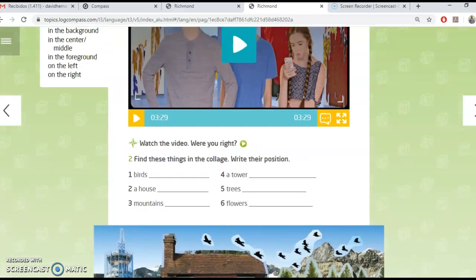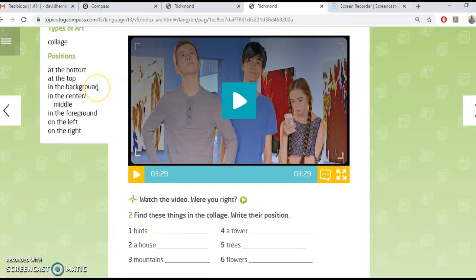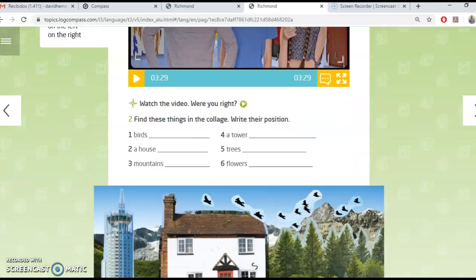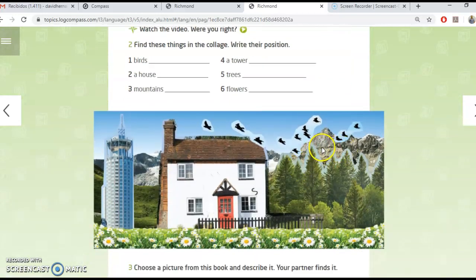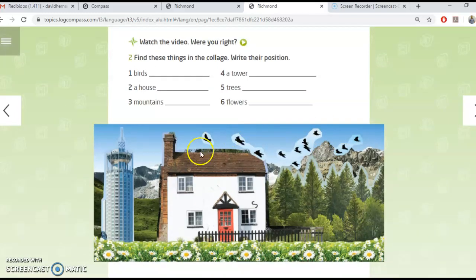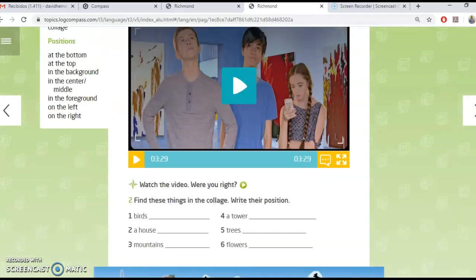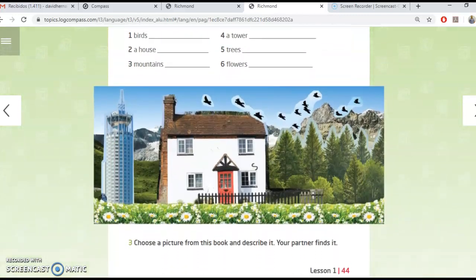Yes, so let me show you again the expressions. In the background. In this picture are the walls and the paintings. The background of this other picture are the mountains. Is the thing that we see behind everything. Then what about the tower? The tower here, where can we say it is located? Well, do you know? Okay, now let me tell you, it's on the left. Really easy, really easy. Now let's talk about the trees. The trees are on the right, or as the book says, yes, it's on the right or on the right side.